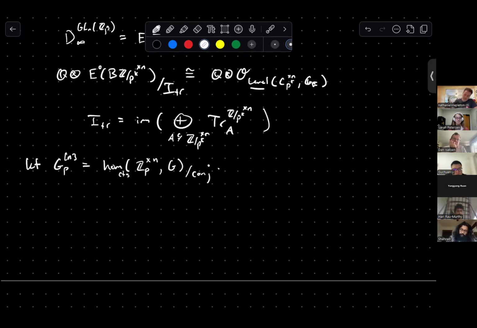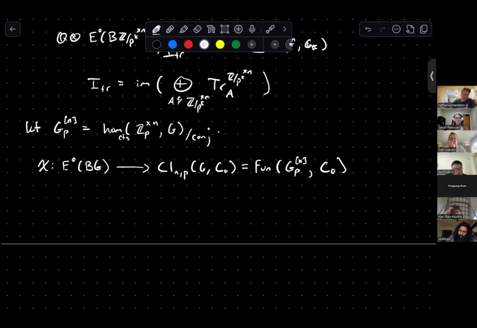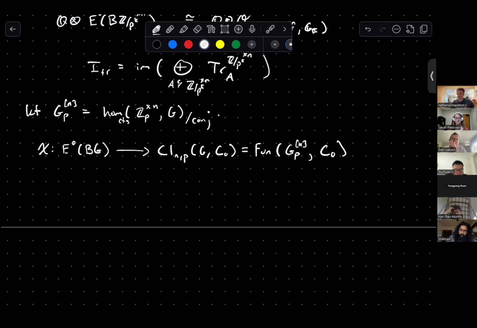And the character map of Hopkins, Kuhn, and Ravenel starts with the E-cohomology of BG and lands in a version of class functions that I'll call CL^n_p(G), taking values in this ring C_0. This is the ring of functions on these n-tuples of pairwise commuting p-power order elements in G, taken up to conjugacy, taking values in C_0. And the character map is constructed in the exact same way as Adams' character map.